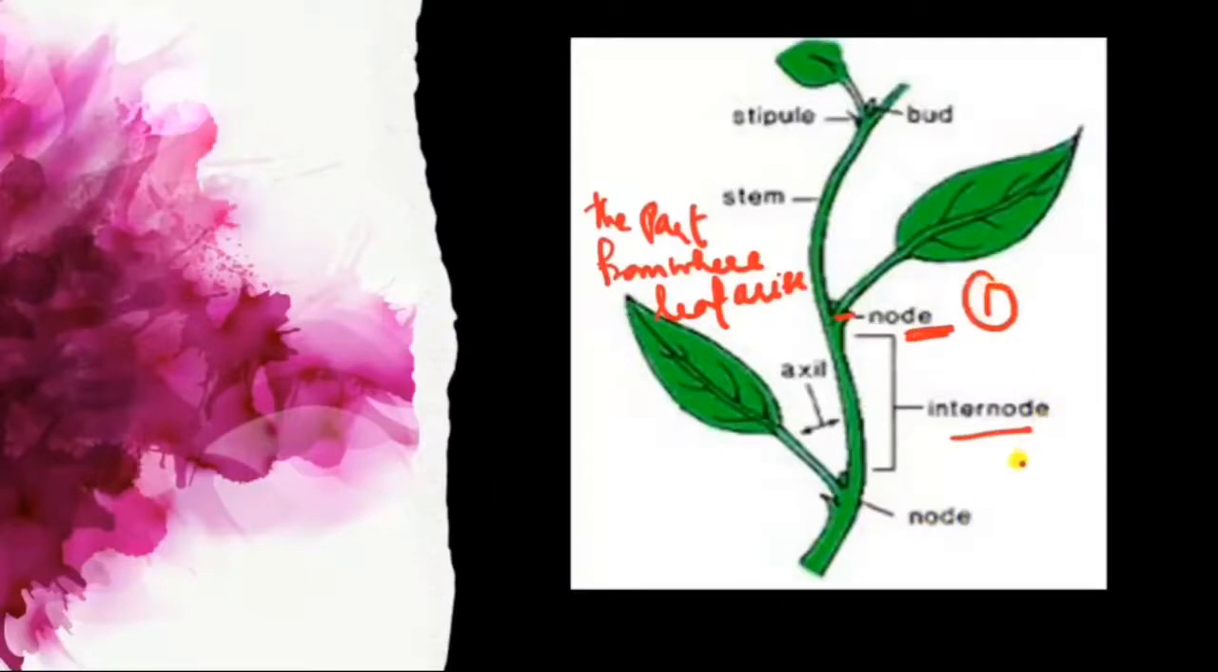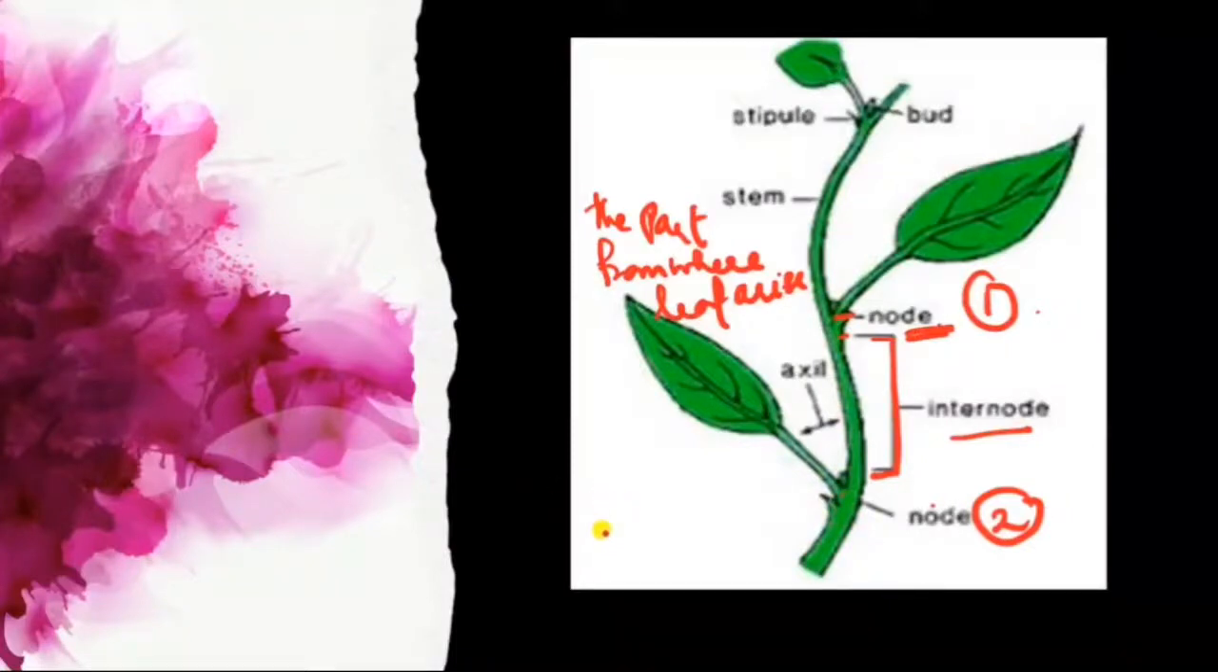This node region appears at regular intervals. Wherever the stem portion bears the leaf, that portion from which the leaf arises is called a node. And in between the node regions, this portion of the stem is called the internode. Clear? So what is a node? A node is a point from where the leaf arises, and nodes appear at regular intervals. In between two nodes is called the internode.